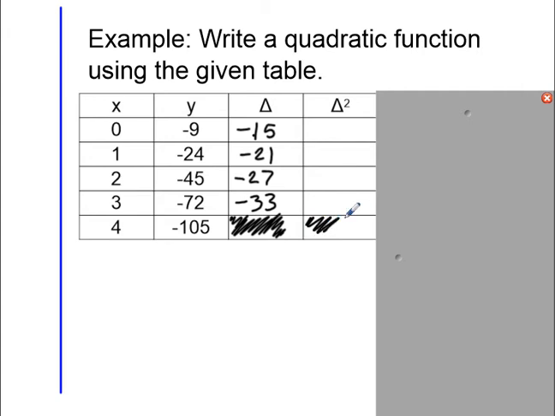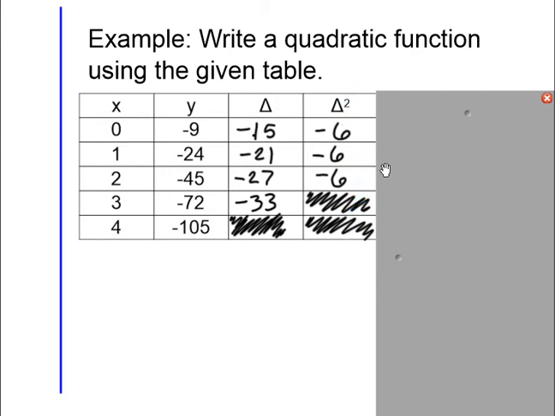Again, we're not going to have anything in this cell and not going to have anything in this cell. Starting with negative 33 minus 27 gives me negative 6. Negative 27 minus 21 is also negative 6. And negative 21 minus negative 15 is negative 6. So the constant is actually in our second difference.